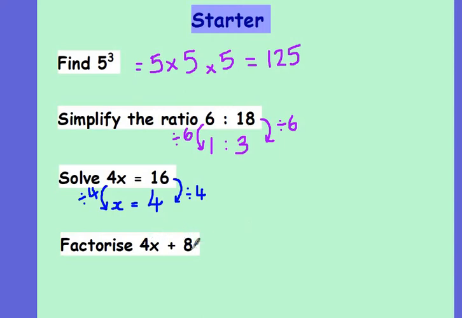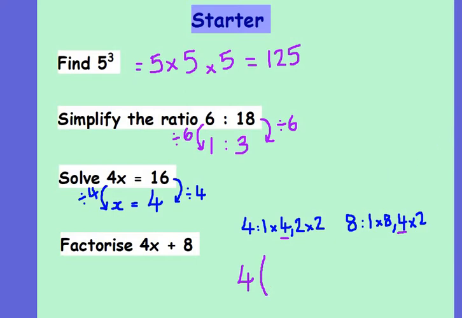And for the final question, I asked you to factorise 4x plus 8. Now we need to look at the two numbers and find the highest number that goes into both 4 and 8. I can write 4 as 1 times 4, or 2 times 2. I could write 8 as 1 times 8, or as 4 times 2. So the biggest number that goes into both 4 and 8 is 4. So that's the number that goes on the outside of my brackets.